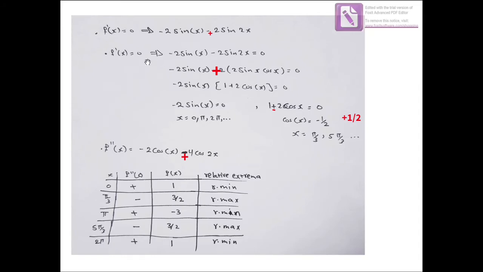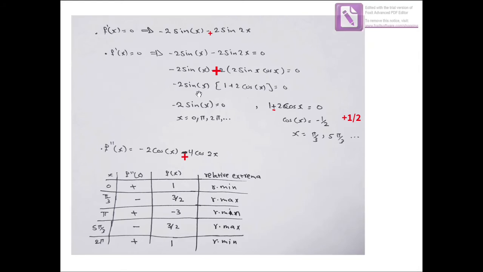Now, to find the critical values, we need to set f prime of x equal to 0. So f prime of x equals 0 gives us minus 2 sine x minus 2 sine 2x equals 0. If you use the double angle rule for sine 2x, this will give us 2 sine x cosine x.